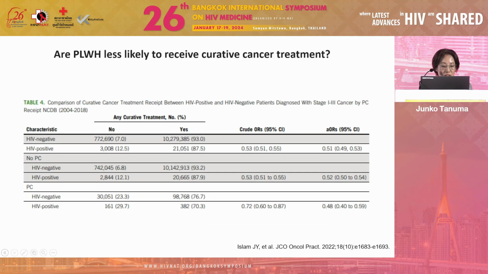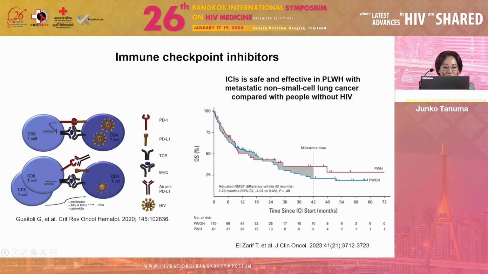So these special concerns may create hesitancy among oncologists in using full-dose cancer therapy in people with HIV. A small study in the US says HIV-positive cancer patients diagnosed with early-stage cancers, like stage 1 or stage 2, were more likely to receive palliative care. However, they were less likely to have received any curative cancer treatment. This is very problematic.